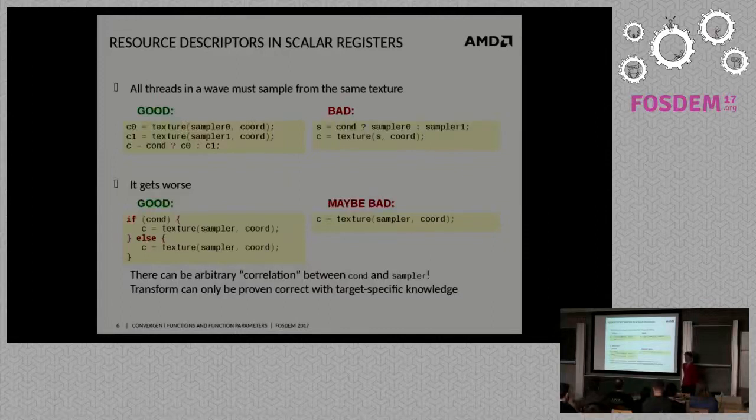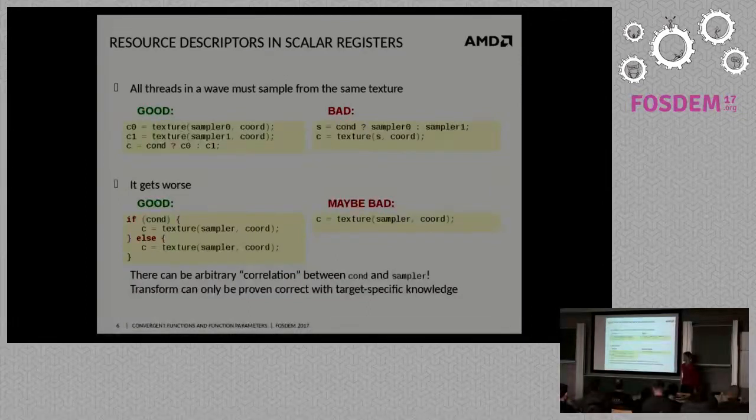It gets worse if you look at the bottom example from left to right, which looks like it should be trivially equivalent, but it's not, because maybe if condition is true, then sampler is sampler 0, and if condition is false, then sampler is sampler 1. Then the code fragment on the left works with the hardware, but the one on the right has the same problem, where suddenly the sampler is not the same across all threads of a wave, and you get some kind of undefined result.